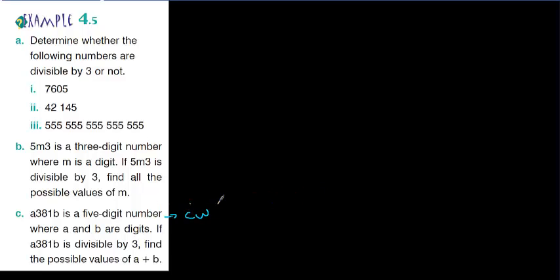Classwork. We're going to solve this question in the class, and here I want to explain one special case in the second part. If this number is divisible by 3, what are the possible values of m? First, it's written here: 5m3 is a 3-digit number, and m is a digit.